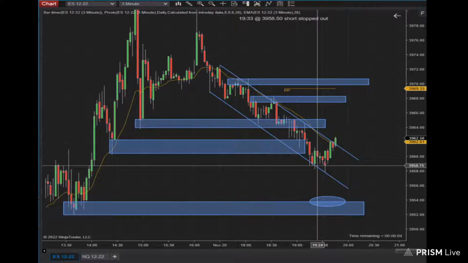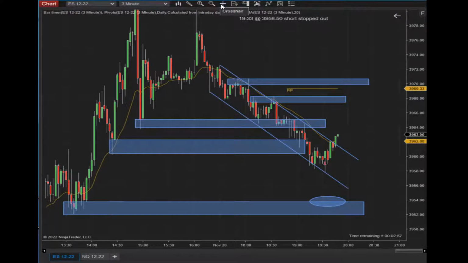Let's see, this is at 58. So what I'd like to see is this thing come back down around here. See how this candle closes. And if it comes down to somewhere around in this range, I'm going to try and get long on this. But there's 2.5 minutes left in this candle. So let's just see what it does.